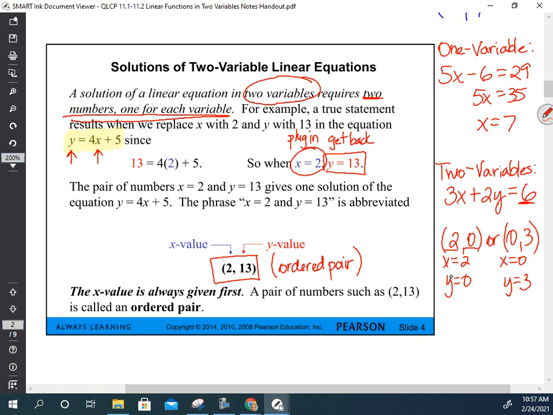Again, should any of this be brand new? No. You've seen it before, you've done it before. But with that being said, any questions before we continue? So the answer to anything that has 2 variables has to have 2 answers. 1 for each variable.